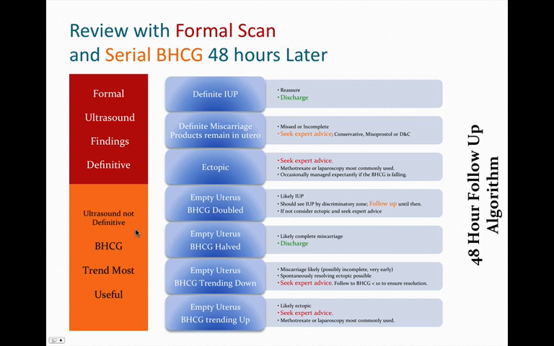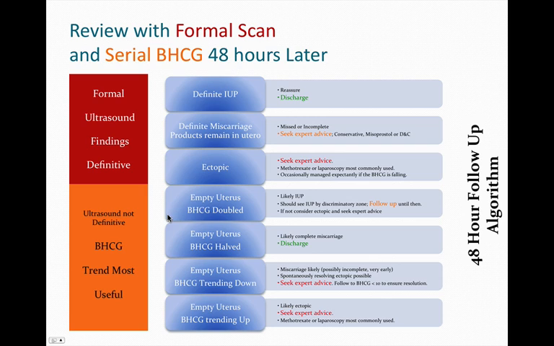Now in this group, all these patients came back because they had an empty uterus or an abnormal intrauterine finding. In this group, the beta HCG trend is the most useful thing. So they've got an empty uterus, the beta HCG has doubled. Well, it's probably a normal intrauterine pregnancy because the beta HCG has done what we want it to do. If the beta HCG is above the discriminatory zone, we then should start seeing something in the uterus. So we should follow these patients up until then. If their beta HCG has doubled and it's now above the discriminatory zone and you still can't see anything in the uterus, it is probably an ectopic pregnancy and you should seek further advice.